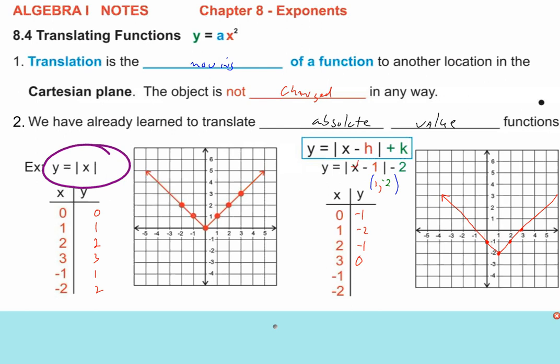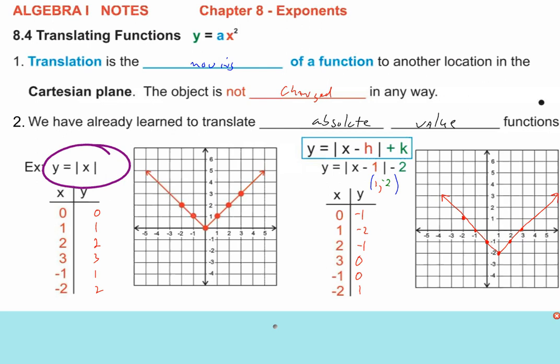-1. Put -1 in for the x. -1 minus 1 is -2. Absolute value of -2 is 2. 2 minus 2 is 0, and I get the point -1, 0, and there's that point right there. And then for the point -2, -2 minus 1 is -3. The absolute value of -3 is 3. 3 minus 2 is 1. And so we get the point -2, 1, that point right there. And we have translated the function.